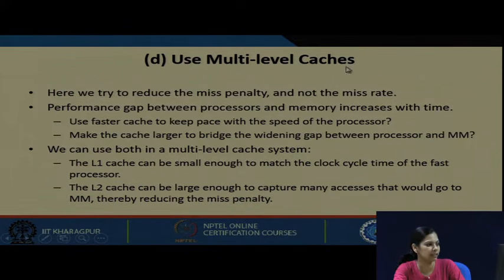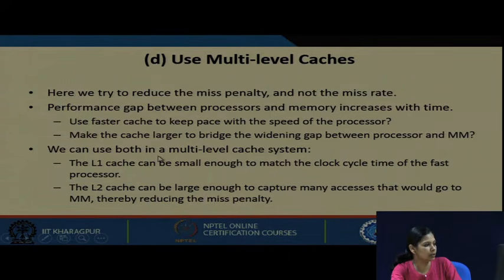The performance gap between processor and memory increases with time, that we already know. Use a faster cache to keep pace with the speed of the processor. We always use a faster cache, such that the mismatch of speed between the processor and memory can be made smaller and smaller. Make the cache larger to bridge the widening gap between processor and main memory.